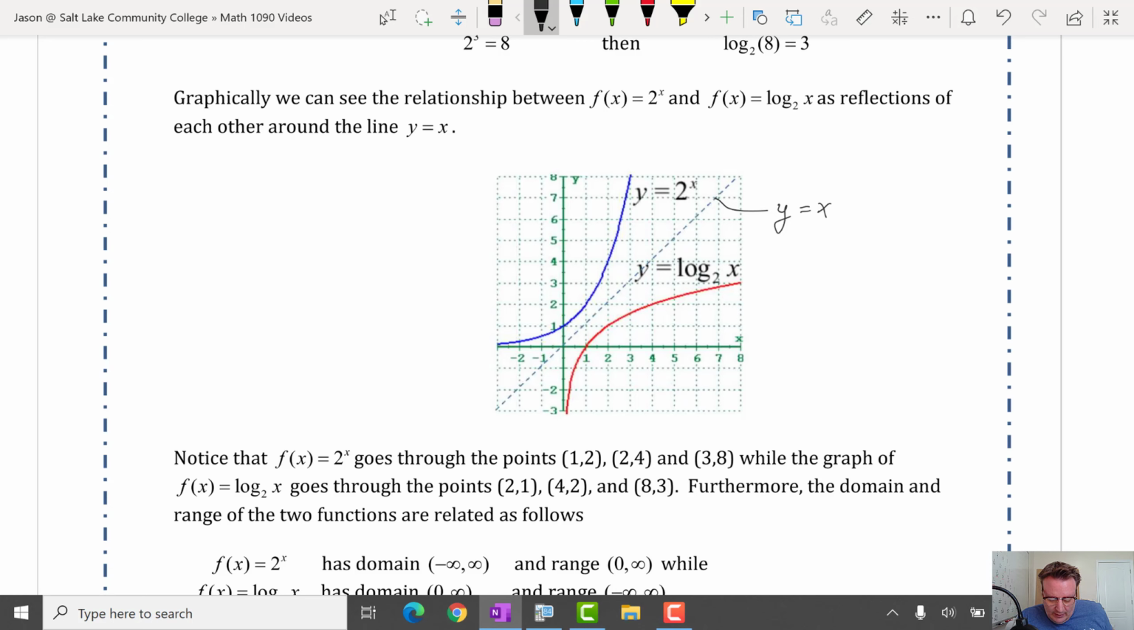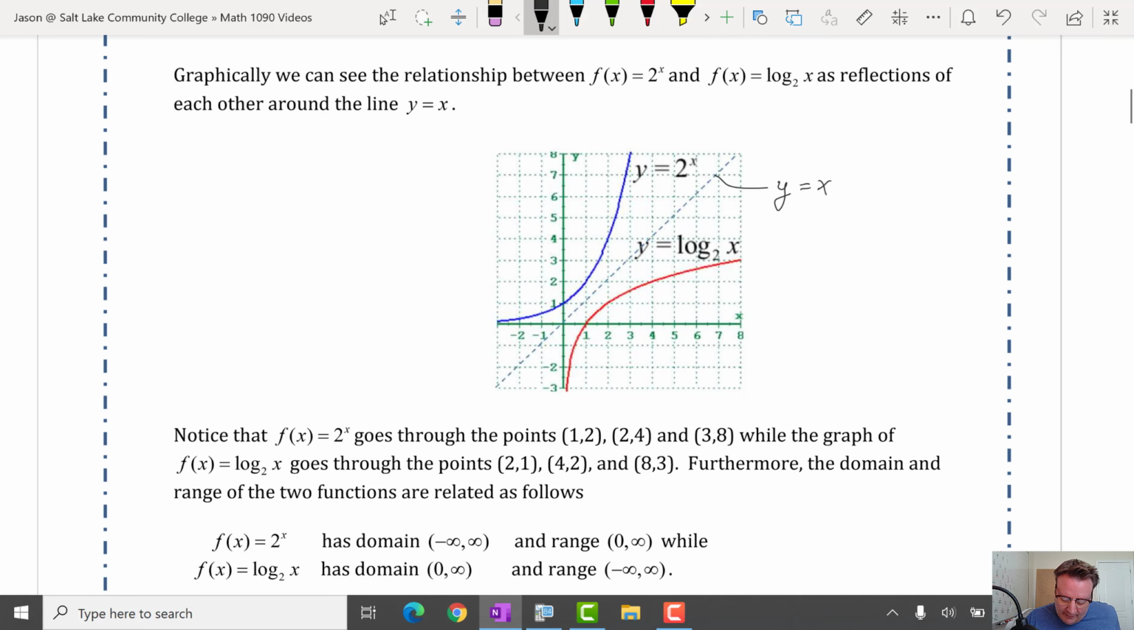For example, notice that the 2 to the x function goes through the point 1 comma 2 right here. If we get its mirror reflection across that line, that is the point 2 comma 1. So that point is going to be on the graph of log base 2 of x. If 1 comma 2 is on the graph of 2 to the x, then 2 comma 1 has to be on the graph of its inverse function, which is log base 2 of x.